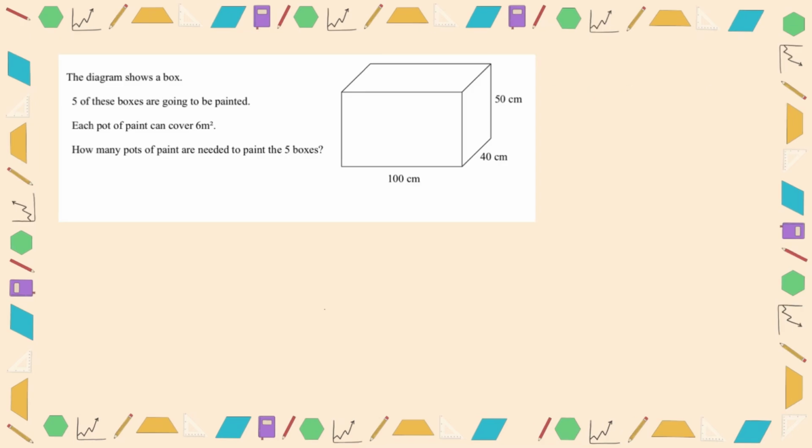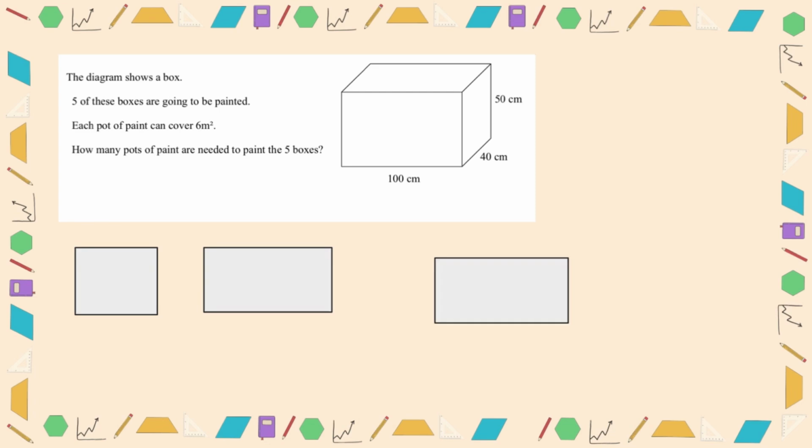Let's have a go at the next question. The diagram shows a box. 5 of these boxes are going to be painted. Each pot of paint can cover 6 meters squared. How many pots of paint are needed to paint the 5 boxes? So this one's a 4-mark question, so there's a few things we need to do. So it's talking about the box being painted, so that means the outside. So this is talking about surface area.